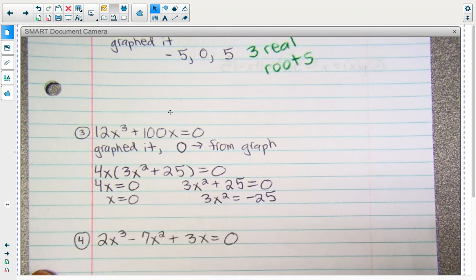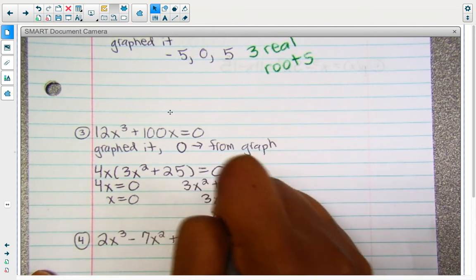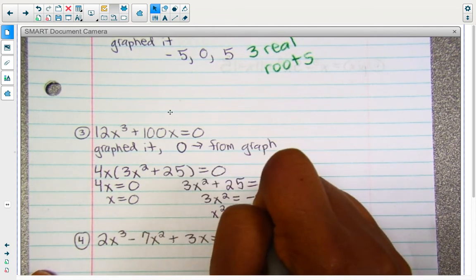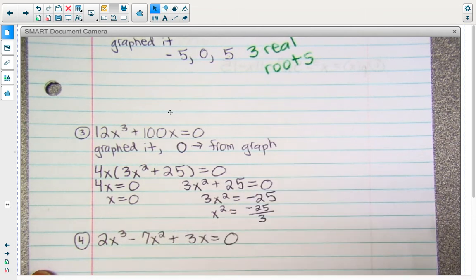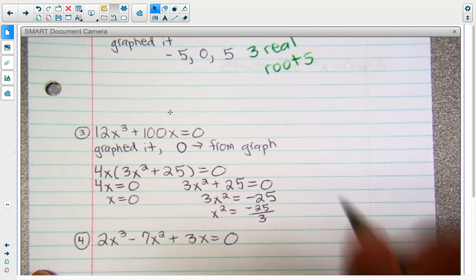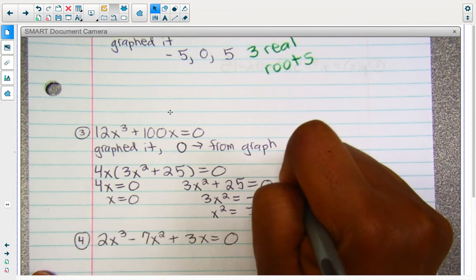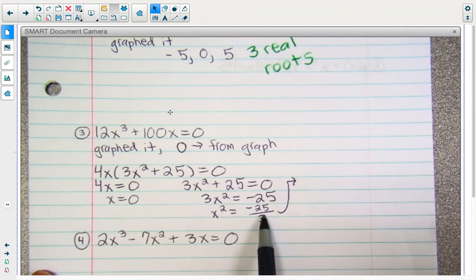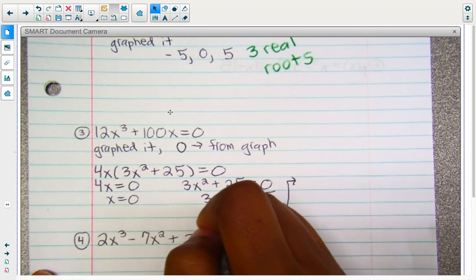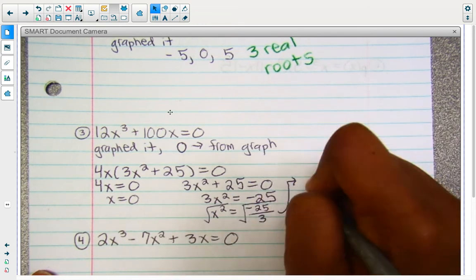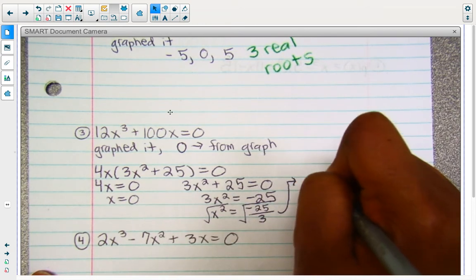And the opposite of multiplying by 3, I'm going to divide by 3. And the opposite of squaring something, I'm going to take the square root. So the opposite of squaring something, I'm going to take the square root. So this gives me x equals plus or minus.